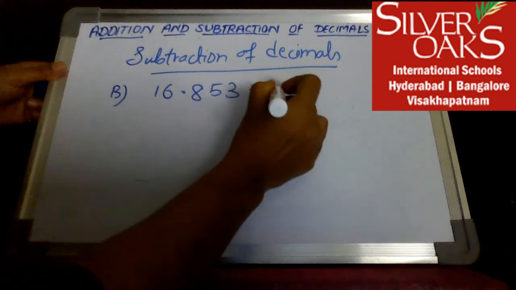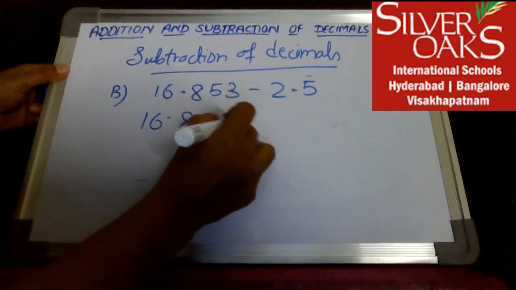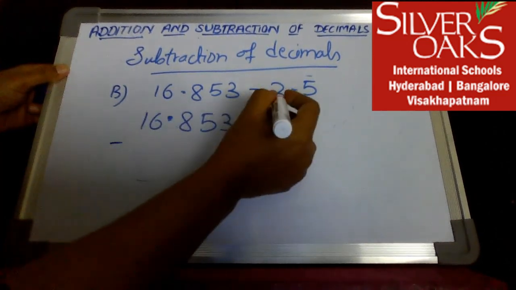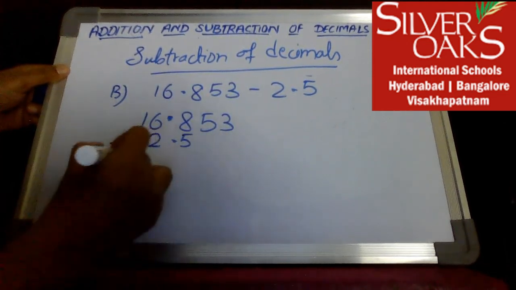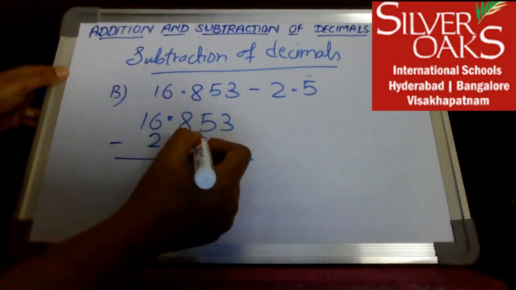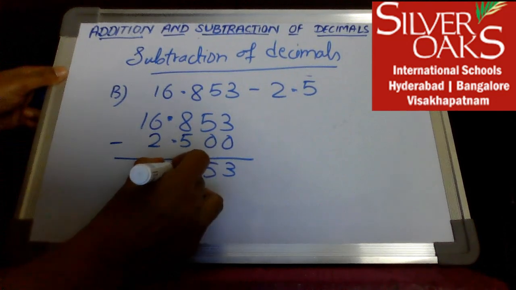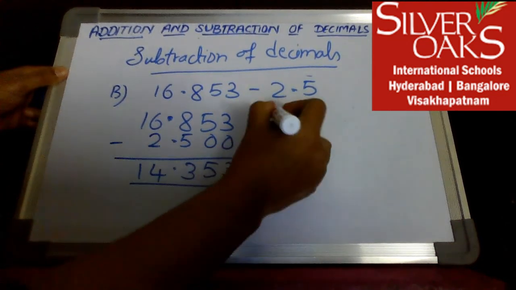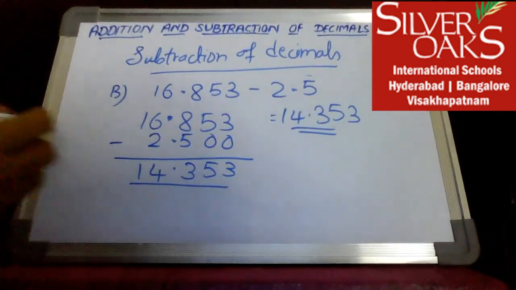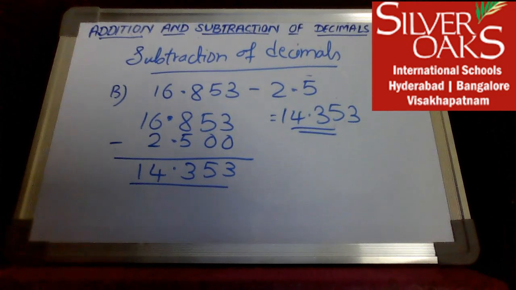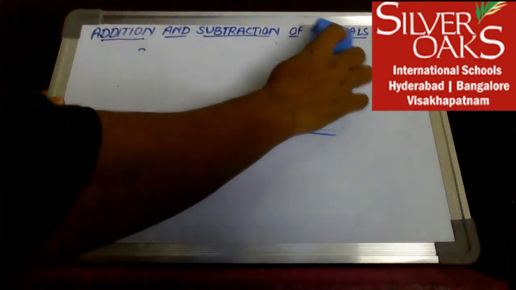16.853 minus 2.5. So 16.853. Now 2 is in ones place here and 6 is in ones place. So I will place 2 below 6, 2.5. Now I will convert this to a like decimal. So now it is 3, 5, 3.41. So it is 14.353. So I think with these examples, you got clarity on how to add and subtract decimals.